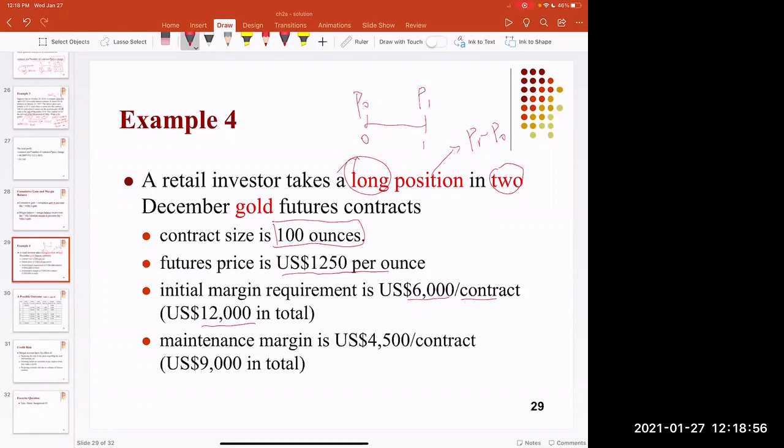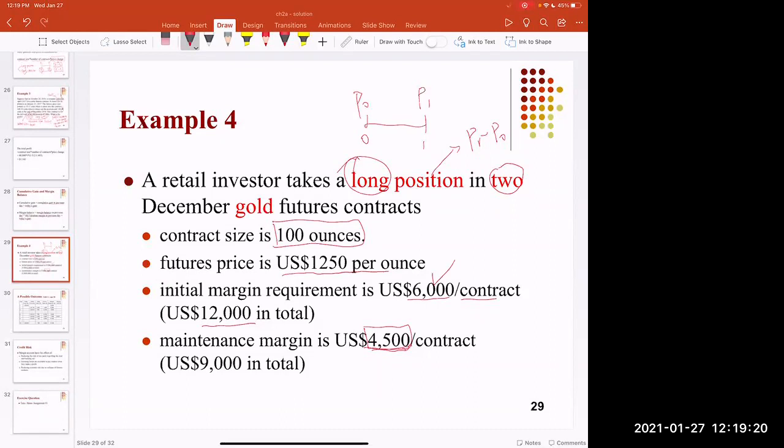And the maintenance margin is $4,500 per contract. So as long as the margin balance is below maintenance margin, then you're going to receive a margin call, right? And then you need to bring the margin balance back to the initial margin level.